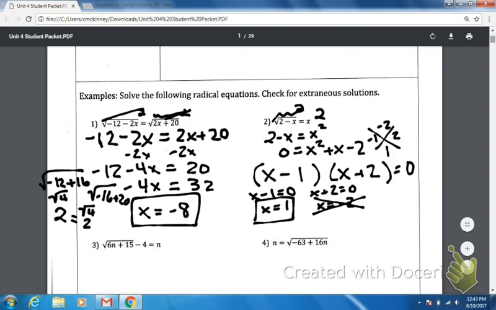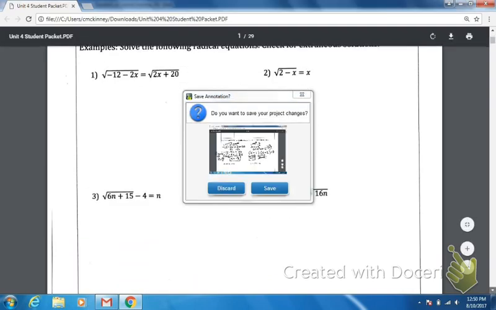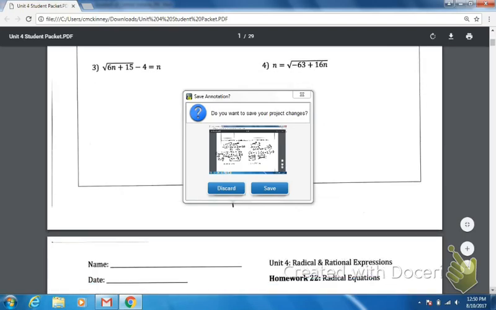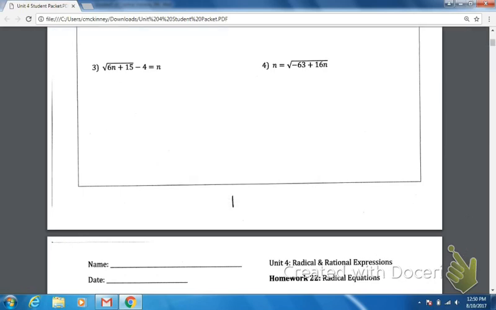So now we're going to look at number 3. And on number 3, we will need to do step 1. I'm kind of a little lost. Okay.